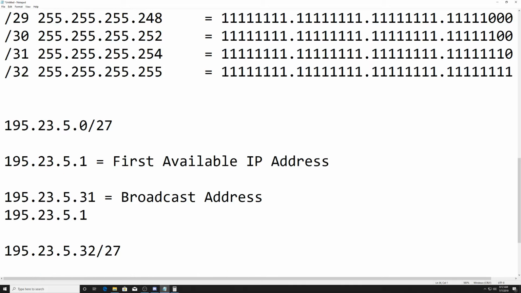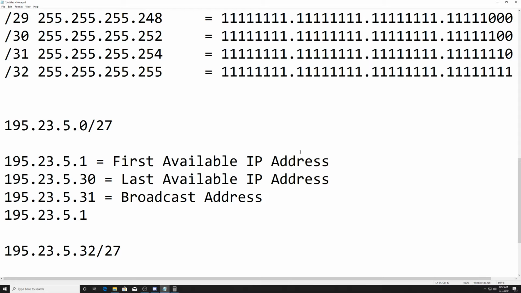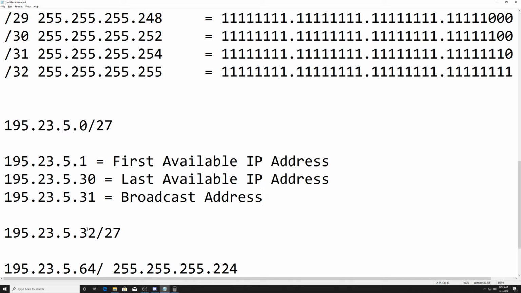Let me do this for you to make it easier for you guys. Sorry about that. 30 equals, let me delete this. And as you can see, in this .0 network, the first available IP address you can use is .1. The last available IP address you can use is .30, because remember, you have to subtract 2 from that 32, because 32 is the next subnet.